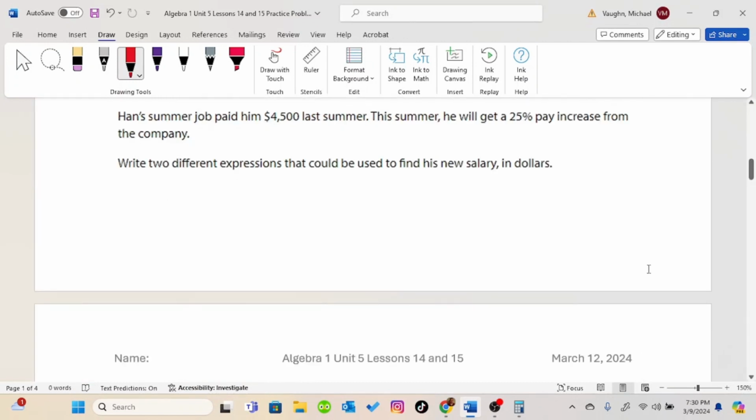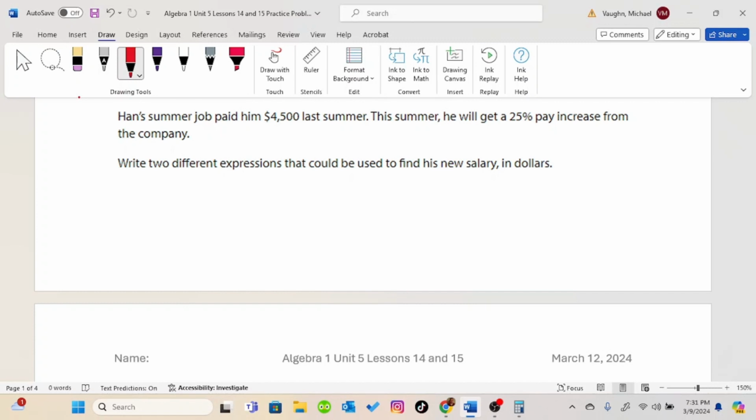Hans' summer job paid him $4,500 last summer. This summer, he will get a 25% pay increase from the company. Write two different expressions that could be used to find his new salary in dollars.